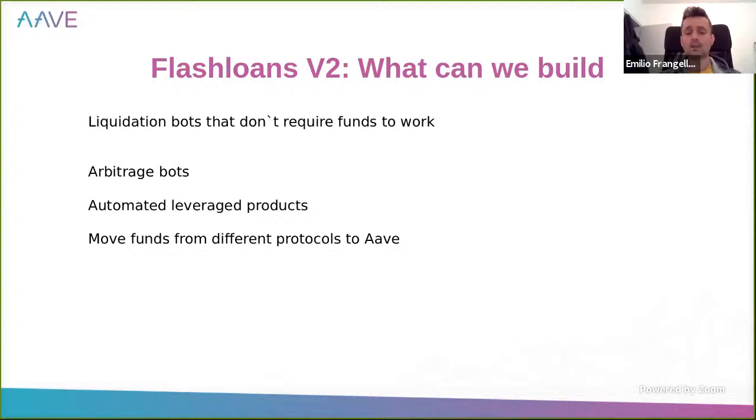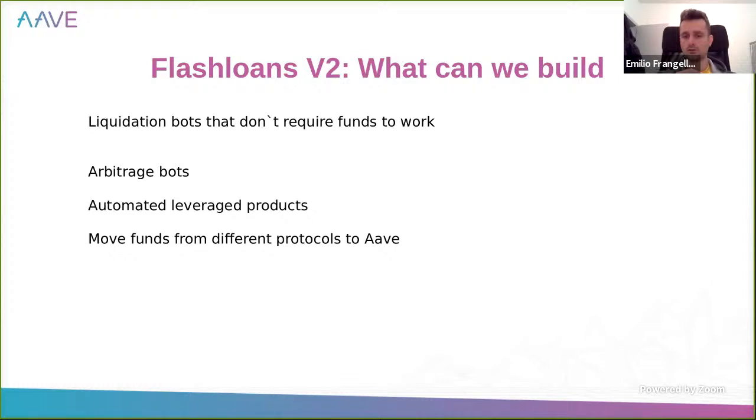Now, before flash loans, to build a profitable liquidation bot, you would need capital, right? Because to repay the debt, you need capital. Then you are essentially buying the collateral at a discount, and then you can sell the collateral plus the bonus for a profit. So before the flash loan era, if you wanted to write a liquidation bot, the first requirement was to have capital, okay? With the flash loan, you don't need capital anymore. You just need coding skills.